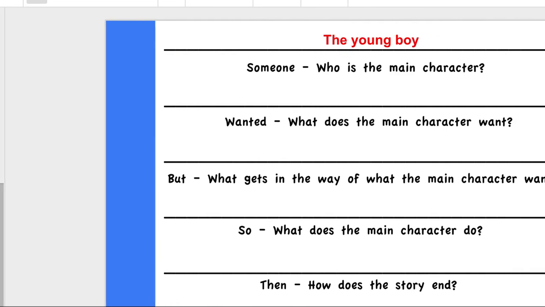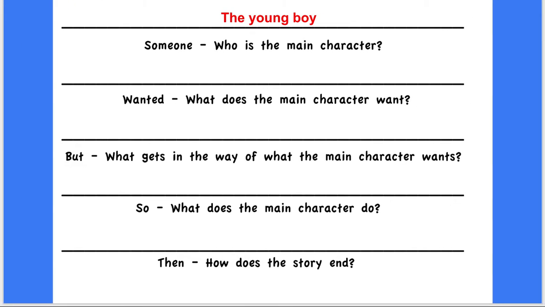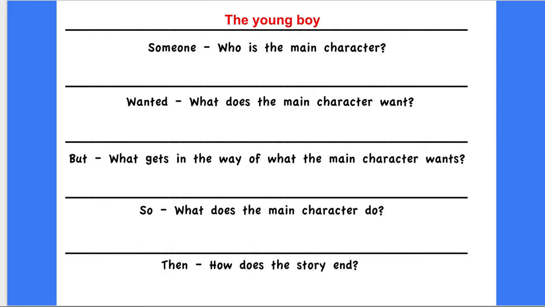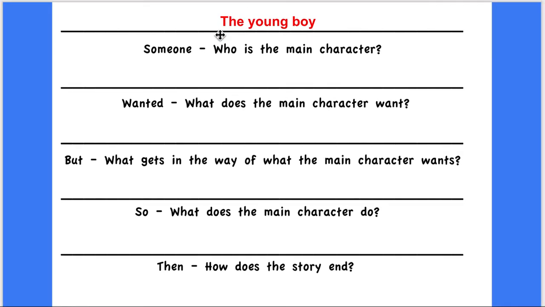Okay, at any time, you can go back and watch First Comes Love. Just rewind it. Now let's go back to our Fab 5 summary strategy notes. Now, please write the young boy. The words in red should be in your notes. Please write the young boy. This is answering someone: who is the main character?